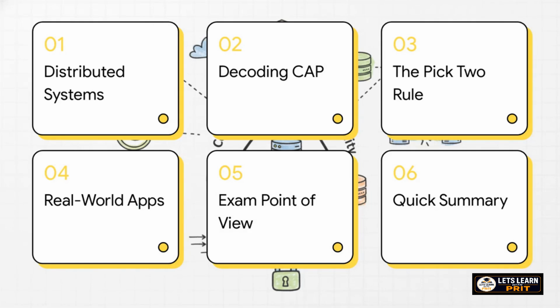Here is our roadmap for today's explainer. First, the need for distributed systems. Second, decoding CAP. Third, the pick 2 rule. Fourth, real-world apps. Fifth, exam point of view. And finally, a quick summary.